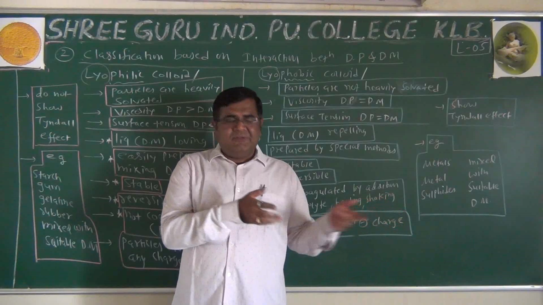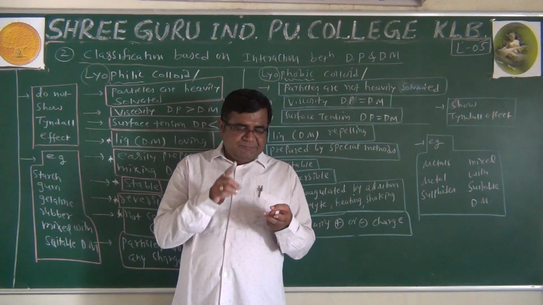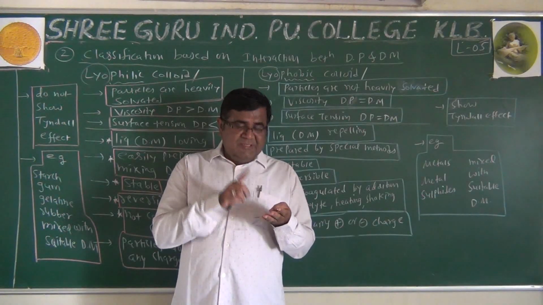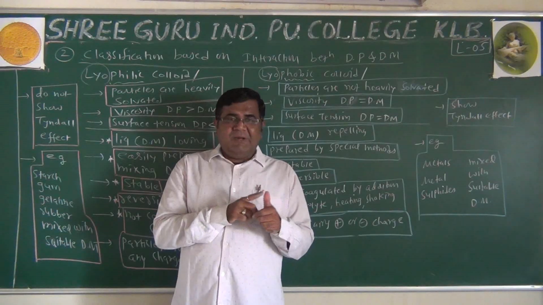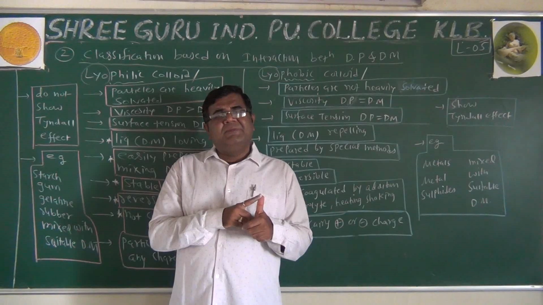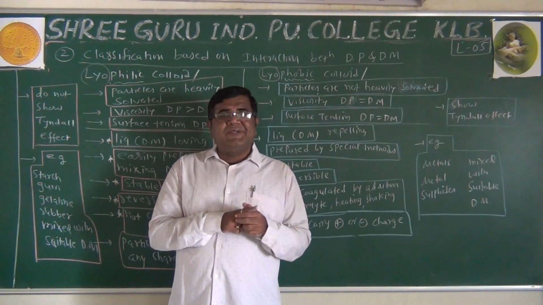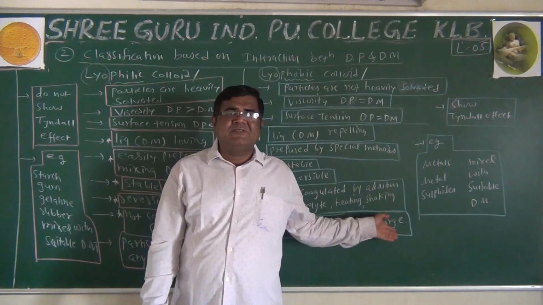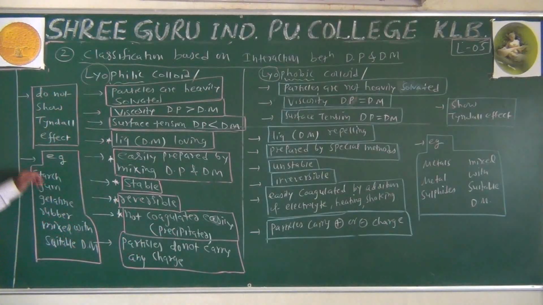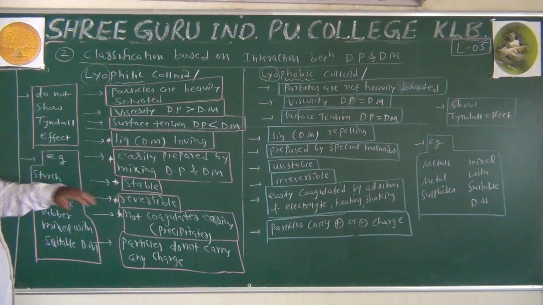Repulsion: not easily prepared, special methods, irreversible, not stable, easily coagulated. Particles are not heavily solvated, DP and DM viscosity equal, surface tension equal, shows the Tyndall effect, metals and metal sulfides in a suitable dispersion medium. So this is all about the second type of classification. You have to note these points.